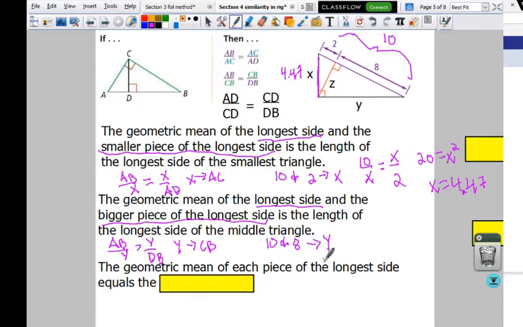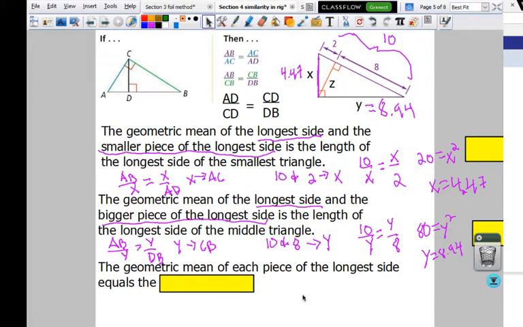So if I find this geometric mean, I will find what Y is. 10 over Y equals Y over 8, and we're going to solve this. 80 equals Y squared. Alright, two decimals, 8.94. So Y equals 8.94.